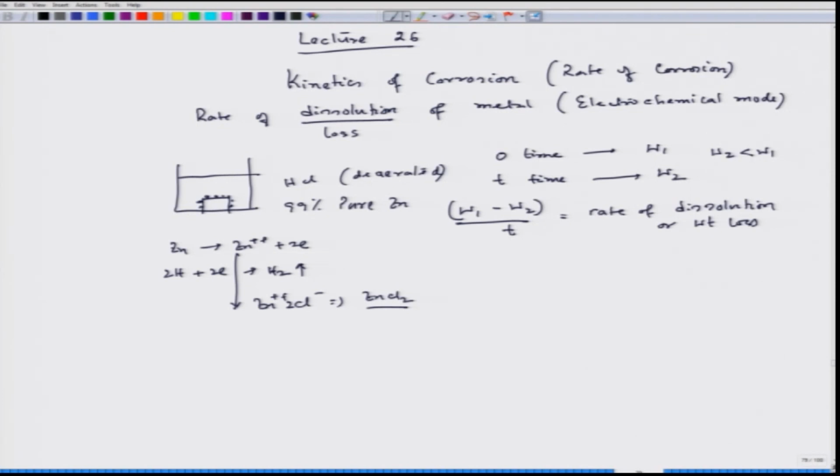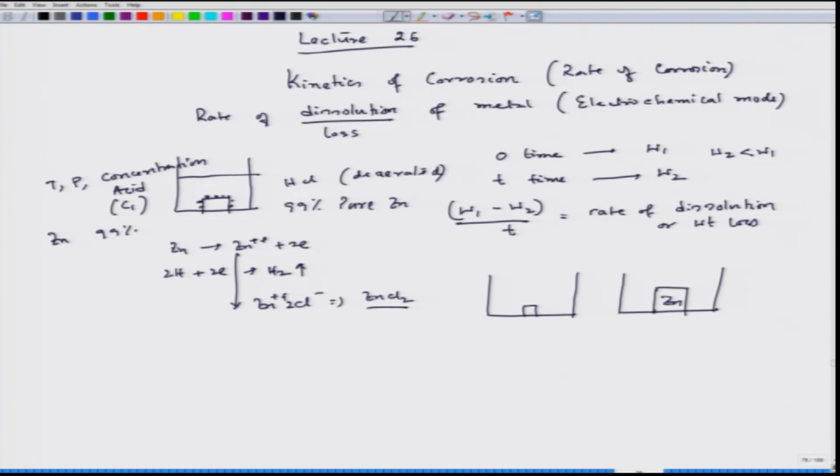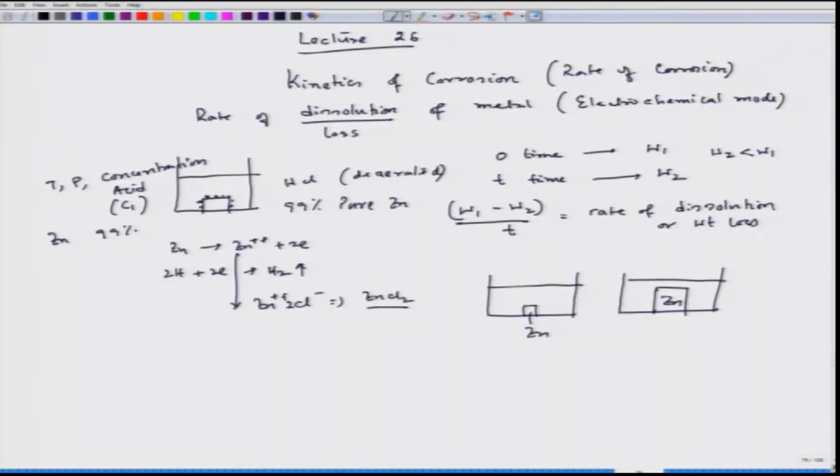Now, let us consider one situation, where these reactions are taking place at a particular temperature, pressure, and concentration of this acid, let us say C1 mole per cubic meter, and the zinc has some purity which is 99%. Now, if we consider that the entire processing or surrounding parameters are the same, we have two beakers. In one beaker we have a small zinc piece, in another beaker we have a big zinc piece, both of the same quality. That is, we have a zinc piece of 99% purity, and we take 2 cubes out of it. One cube is smaller, another cube is much bigger, and we expose them to HCl solution of the same concentration, and the pressure and temperature are also the same.